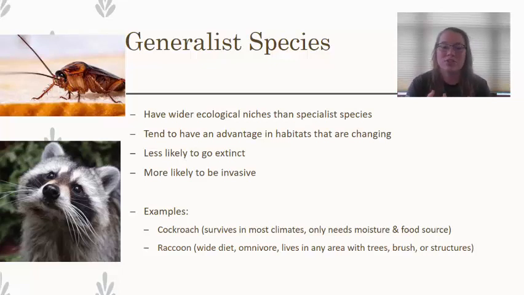Things like cockroaches are able to live almost anywhere. All they need is a little bit of moisture and a little bit of a food source, and they eat a pretty wide variety of food, and that's all they need in order to survive. Raccoons are also considered generalist species. They eat a whole wide variety of food, and they can live both out in natural wild habitats, but they're also able to adapt and survive in urbanized habitats. So they really don't need a specific set of conditions in order to survive.